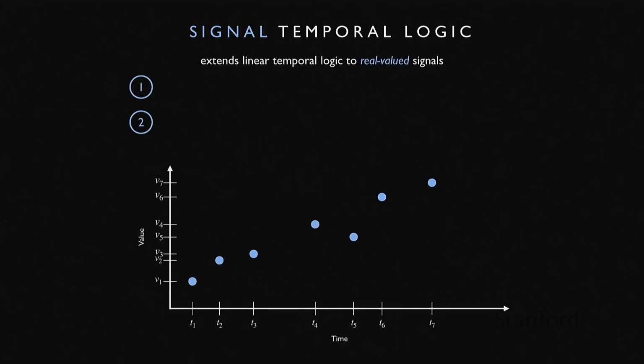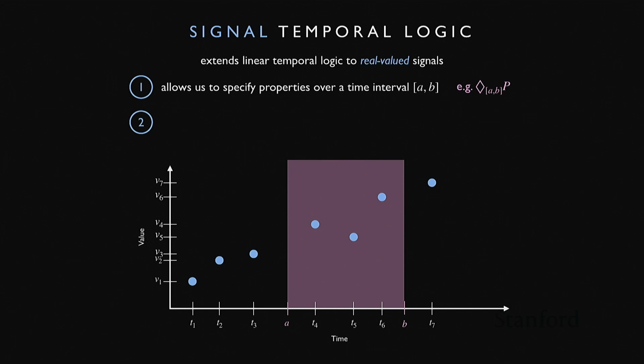So what signal temporal logic does beyond linear temporal logic is introduce two new things. One is that it allows us to specify properties over a time interval. Say we have the time interval from A to B. We could, for example, write eventually between A and B, P needs to hold. That just means that this whole thing needs to hold only between A and B. So we have some time A, some time B, and we're looking within this time interval to evaluate this formula, eventually P.